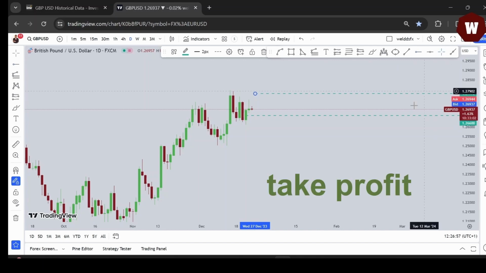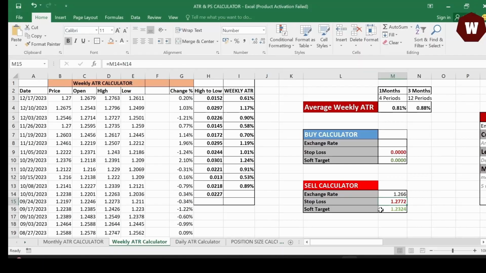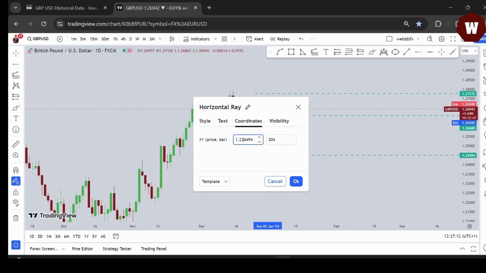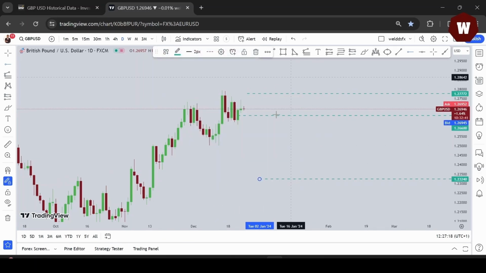Let's look for the take profit target. The take profit target is what? 1.2324. Let's go back here. 1.2324. Once you've done this, you can see this is your stop loss, this is your entry point, this is your take profit.